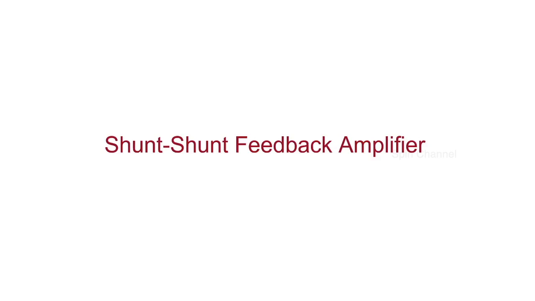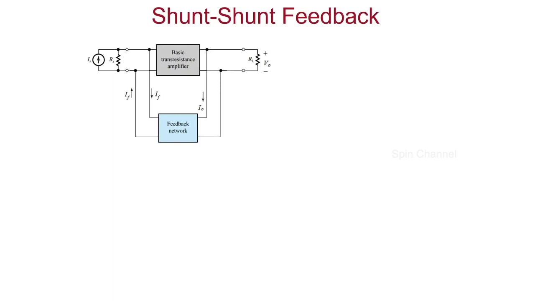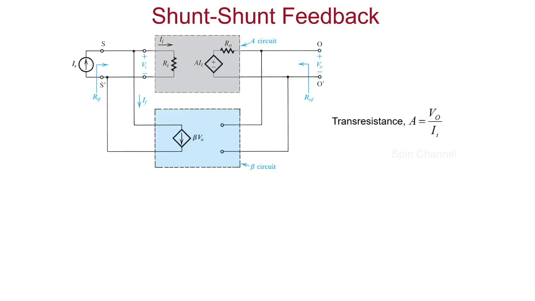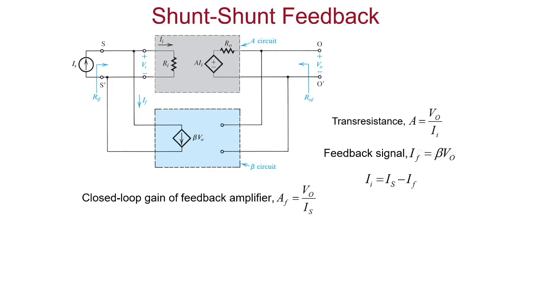Next, let us discuss the shunt feedback configuration. In a shunt feedback amplifier, the basic amplifier has a transresistance A equal to V0, that is output voltage, by input current. The feedback signal is given by IF equal to beta into V0. Hence beta is called transconductance. Now the input current is written as the source current minus the feedback current IF. So the closed loop gain is given by output voltage by the source current.